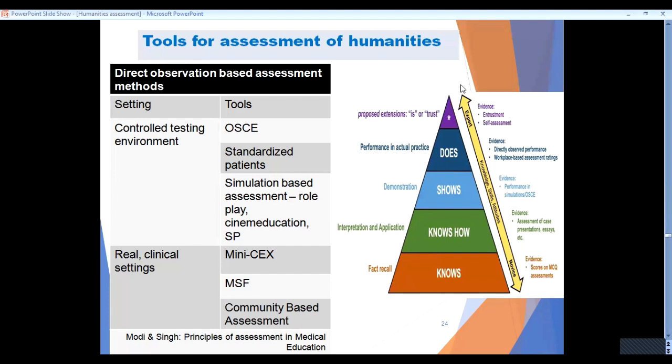environment. But there are certain competencies in UG, and for PG, all the competencies, that should be tested in real clinical settings, when the student or the PG student is actually interacting with the patient. So we can use mini clinical examination as a tool for assessment, multi-source feedback, community-based assessment, etc.